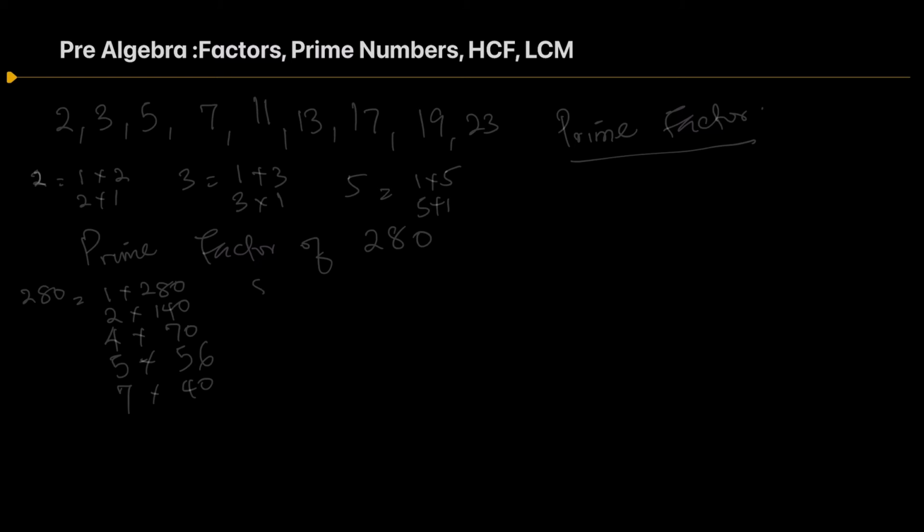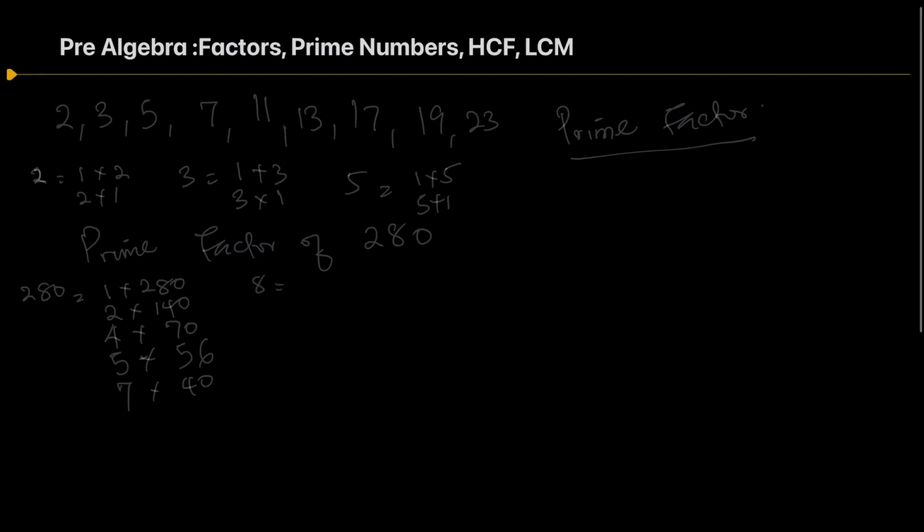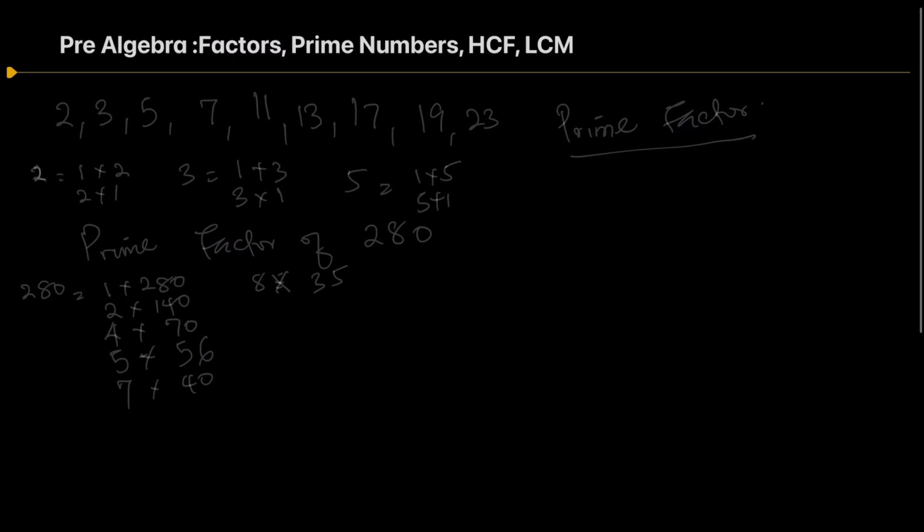Then we go to 8. Is 8 possible? Yes, I think so. 8 should give you 35. Is 9 possible? 9 is not possible. Is 10 possible? 10 is possible, yes, and then we go to 11. Is 11 possible? No. Is 12 possible? No, 12 is not going to divide. 13, no. 14, no.